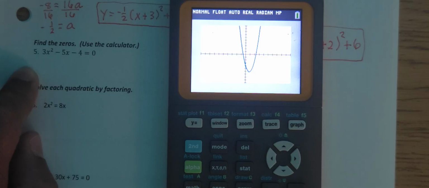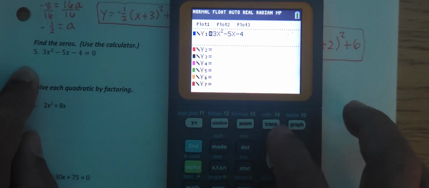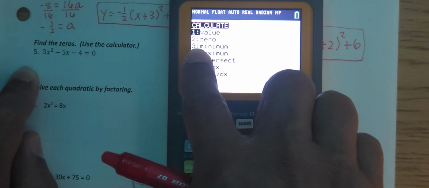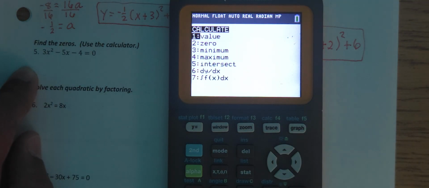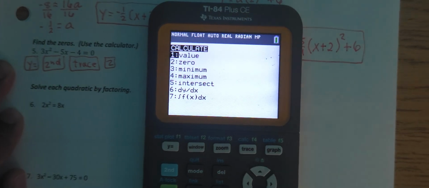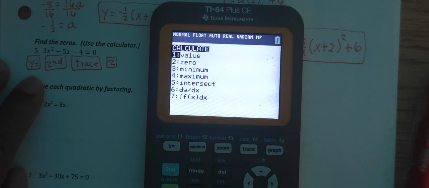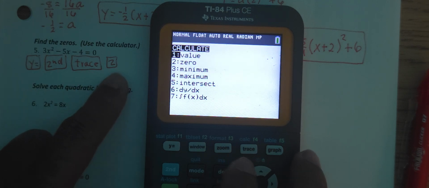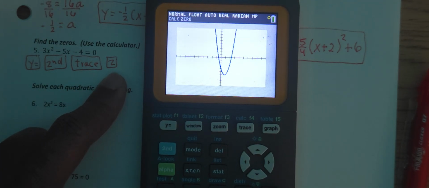And after I graph it, I'm going to press second trace. I want the 0, right? So then I'm going to press number 2. And let me just write that down so you have it in your notes. So these are the keys we press: y equals, enter the equation, second trace, and 2. So I'm going to press the number 2 here.